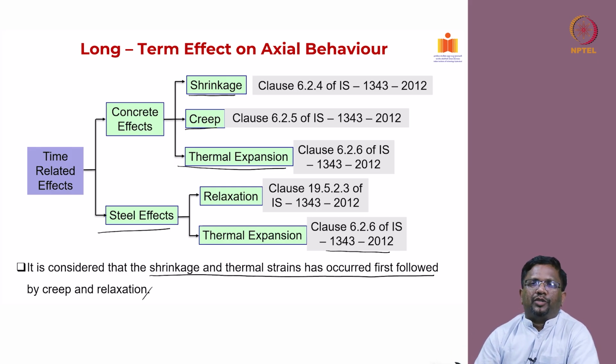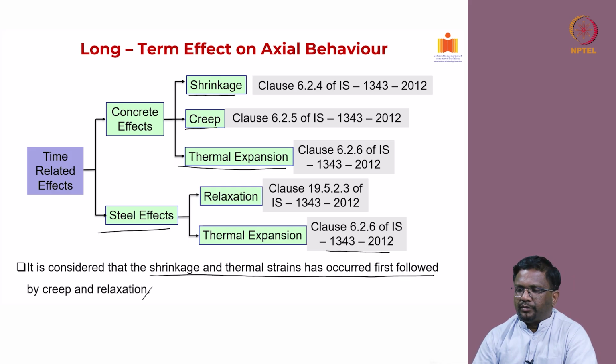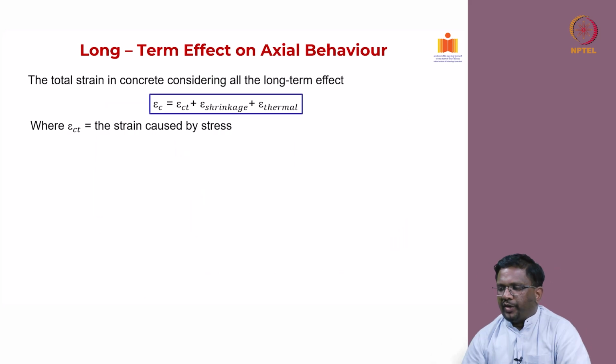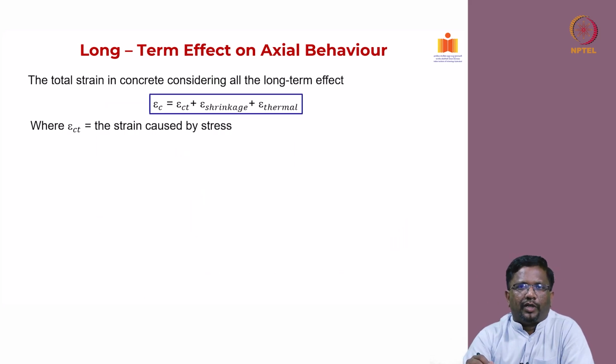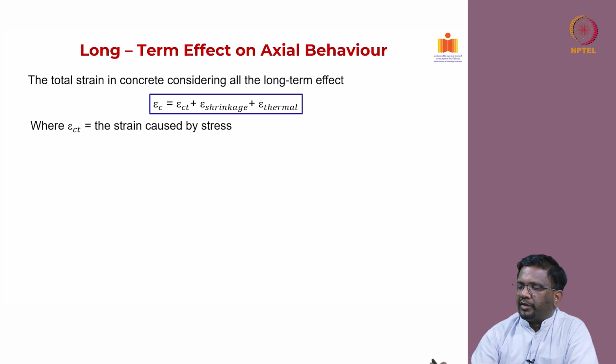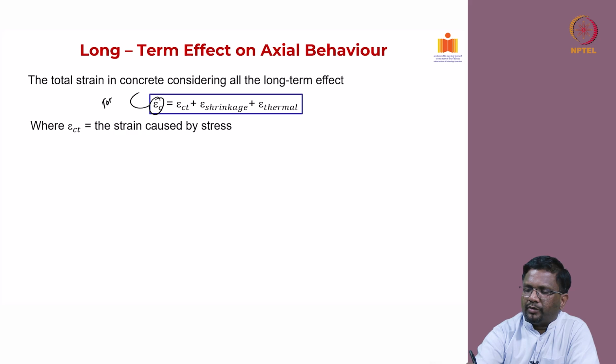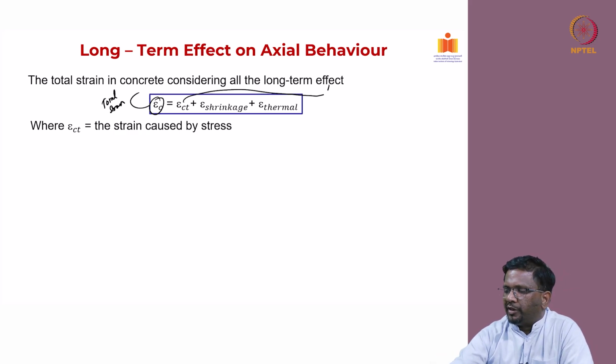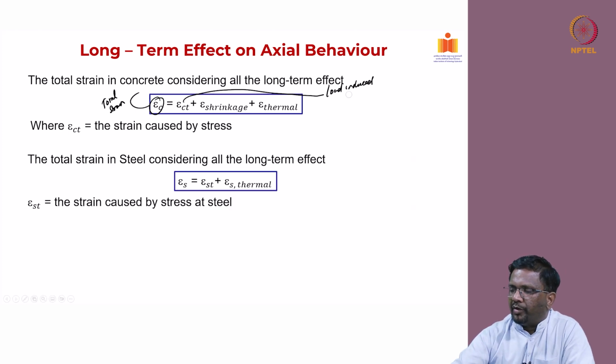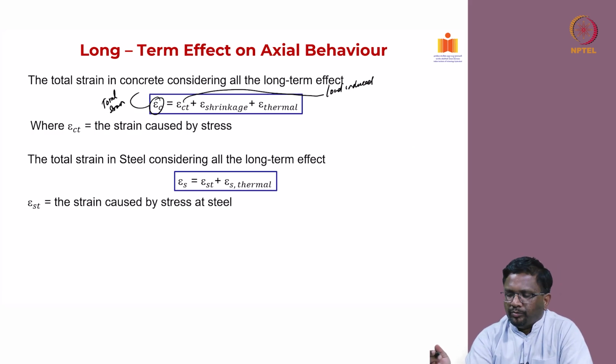Just to illustrate the effect of these long term effects, let us see how we account for them in our actual calculations. So this is what we are saying: the total strain in the concrete considering the long term effect is equal to epsilon c, which is the net total strain. In the total strain, epsilon ct is the load induced strain, induced only from the load. Then you have shrinkage strains and thermal strains.